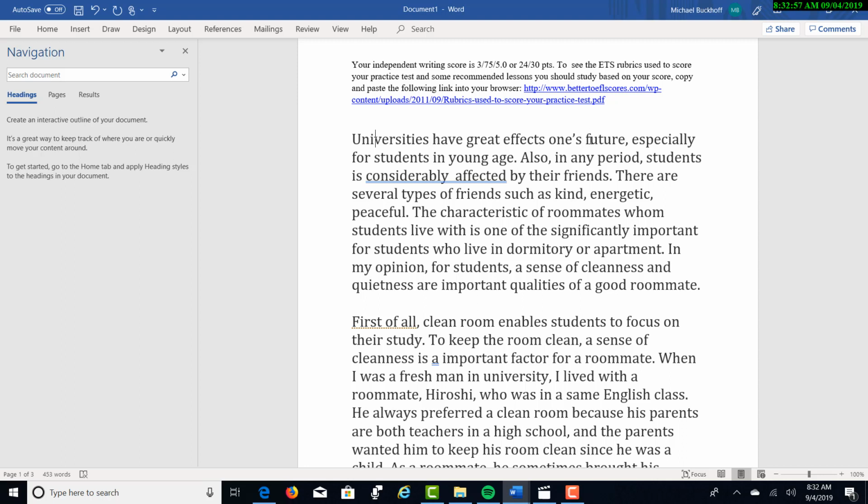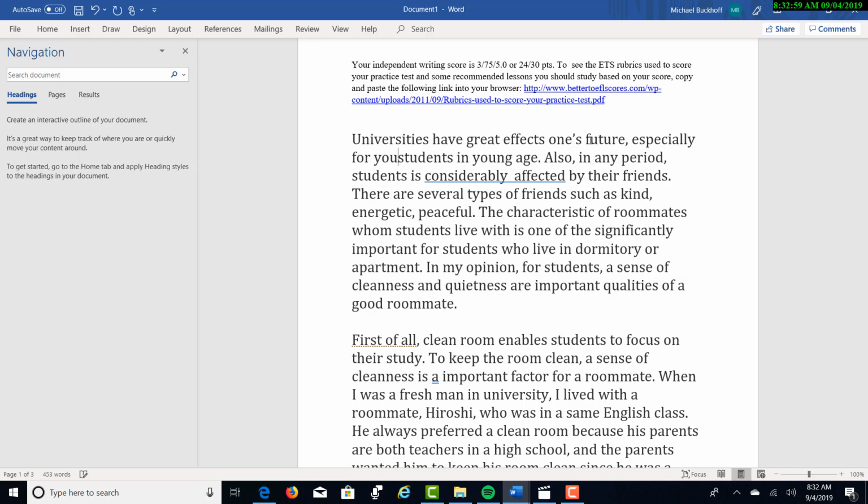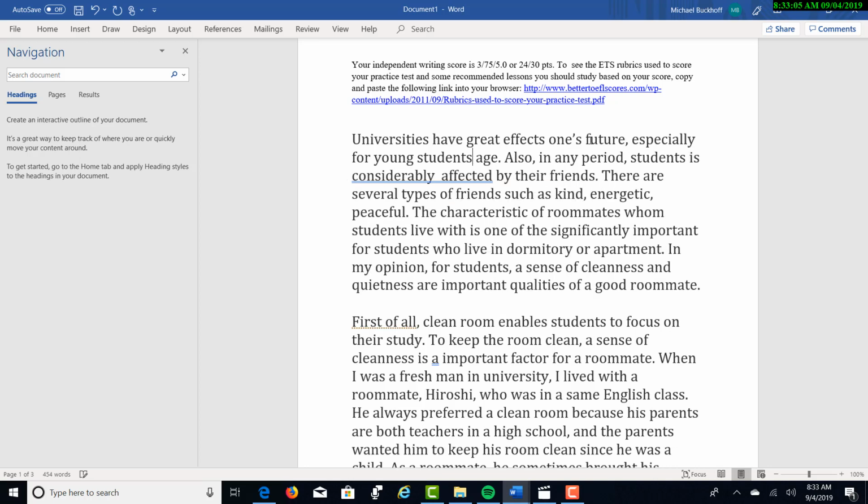Especially, you say for students in young age, I would just say especially for young students. And maybe you have also in any period students. Let me write these things down. So this is subject-verb agreement. So students are considerably affected by their friends.